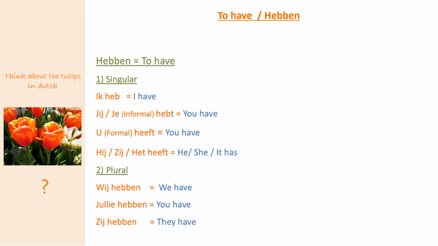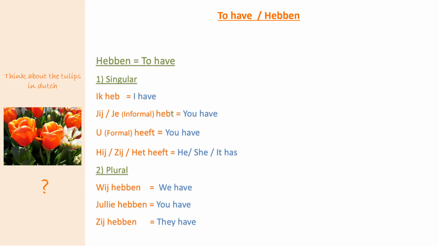And now the second verb, to have. Hebben. For the singular, ik heb. I have. Jij or je, informal way, hebt. We add the t. Jij or je hebt. You have.